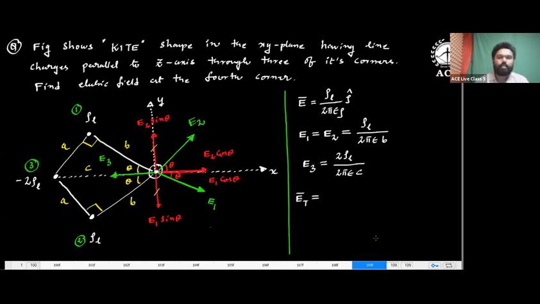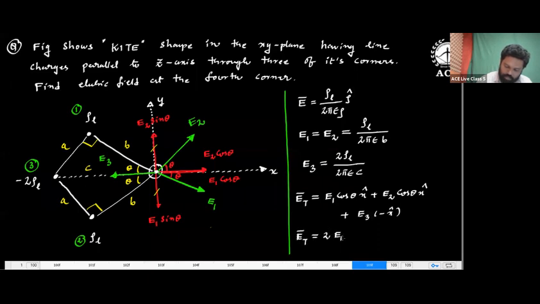Then what is the total electric field at that fourth corner? It is this component, and then this component. So here it is E1 cos theta x cap plus E2 cos theta x cap plus E3. Which direction is that? Negative x direction. Negative x cap. E1 is equal to E2, beta. This can be written as 2 E1 cos theta x cap minus E3 into x cap.